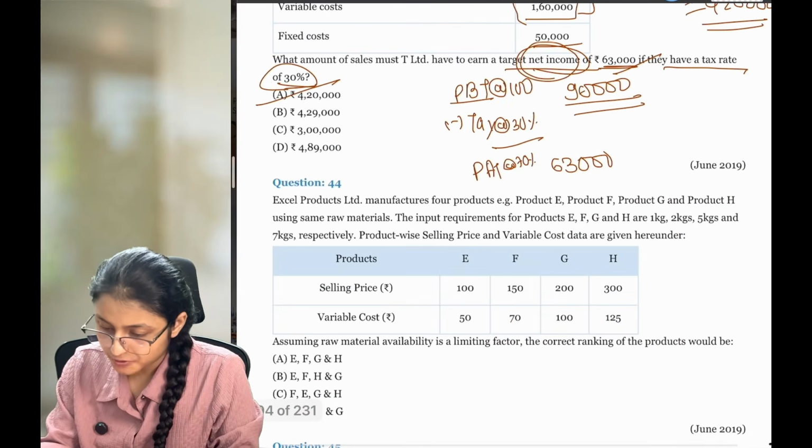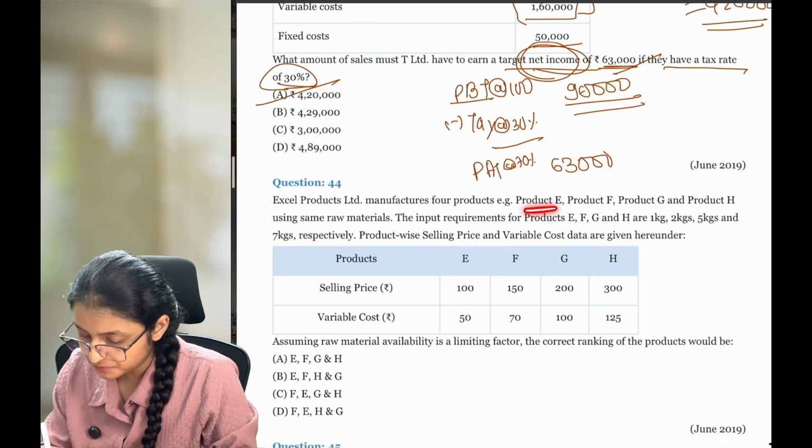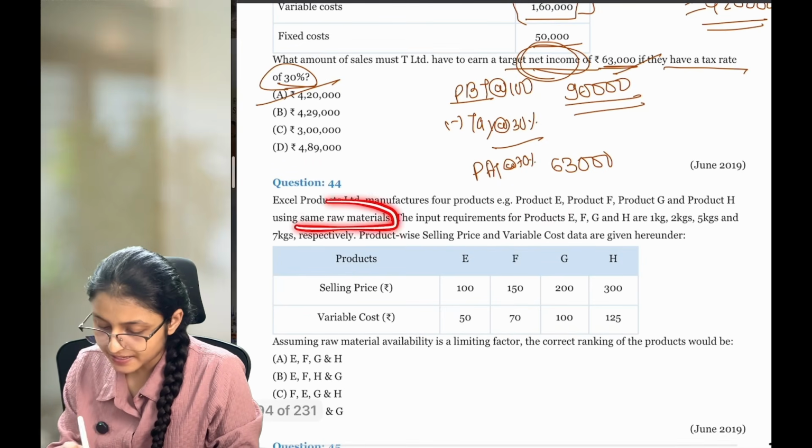Excel Products Limited manufactures 4 products E, F, G and H using the same raw material.